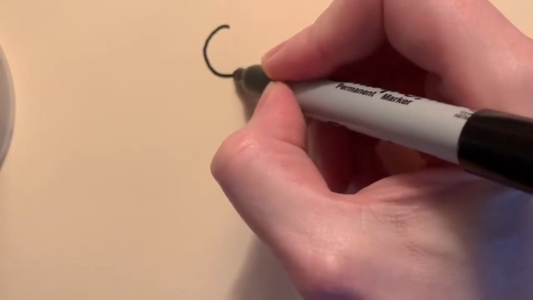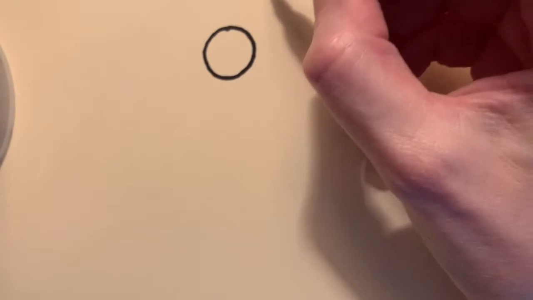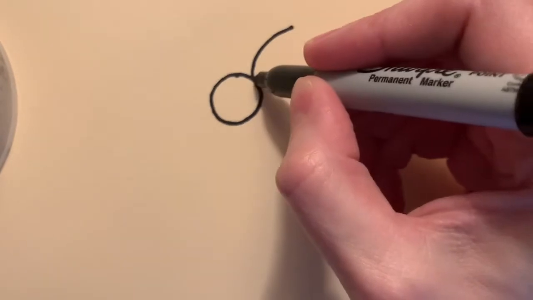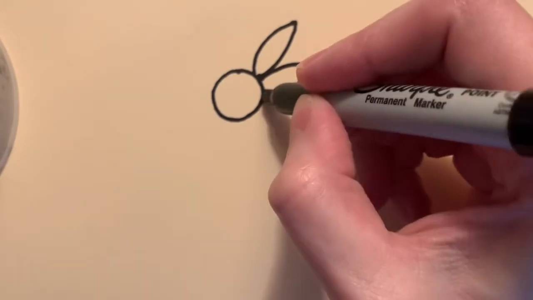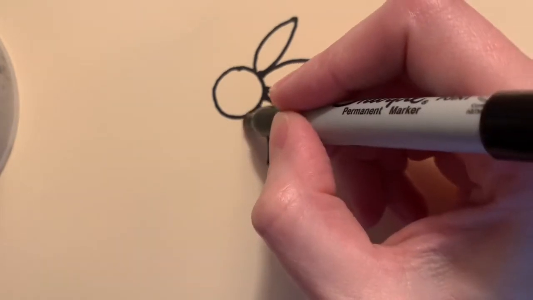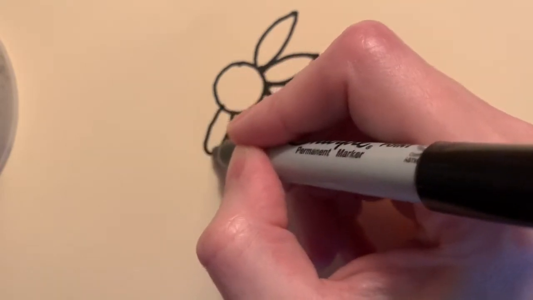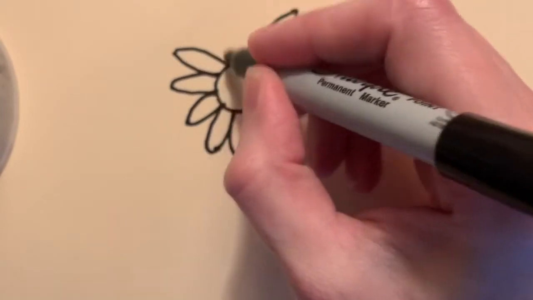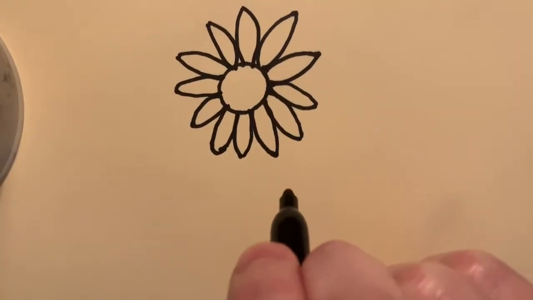So I'm going to put a circle here, and then the sunflower shapes were kind of oval shapes, but they were a little more pointed at the end. So I'm gonna create my sunflower petals all the way around. Okay, this is my first little sunflower.